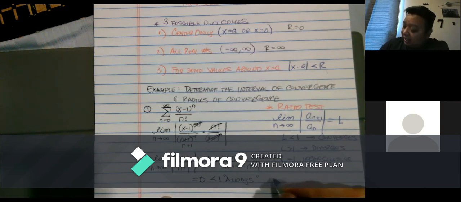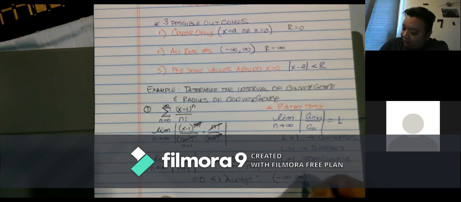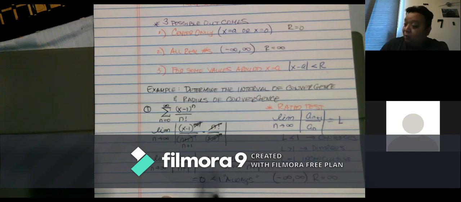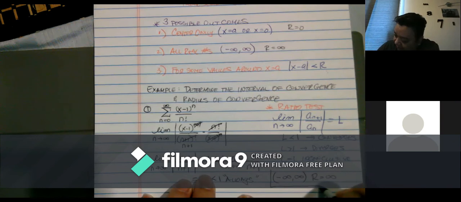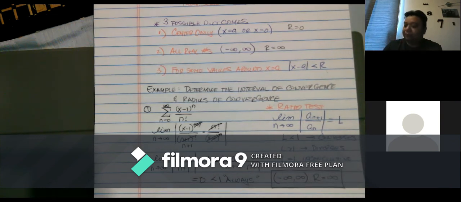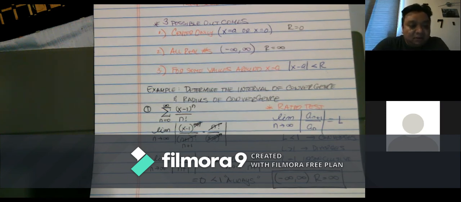So which means the interval of convergence is negative infinity to positive infinity, and then the radius of convergence is infinite, right? Because 1 is your center, and then how far is it from infinity to negative infinity? Well, it's infinite. So which means this ends up becoming your answer. Questions on that? Any questions?